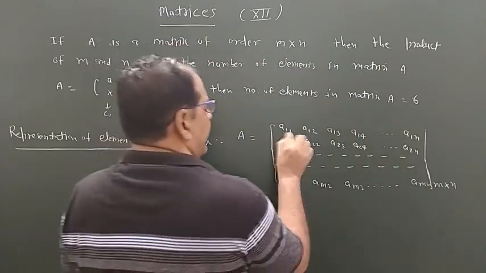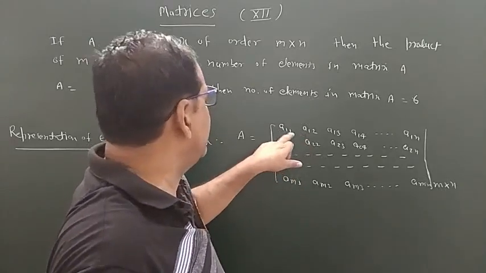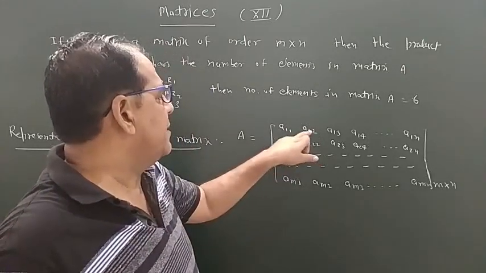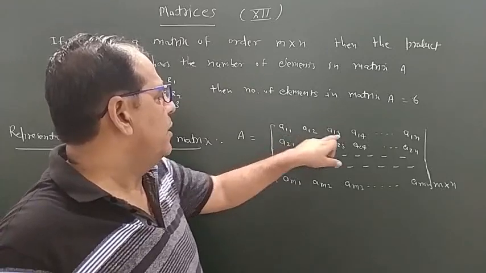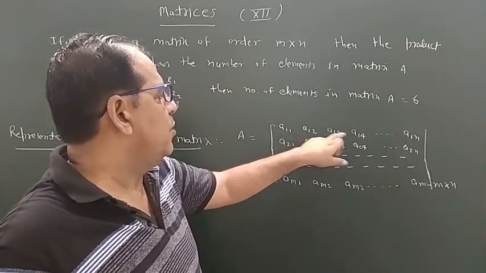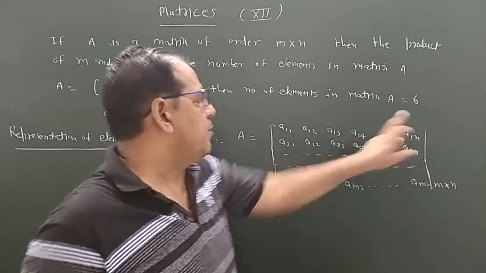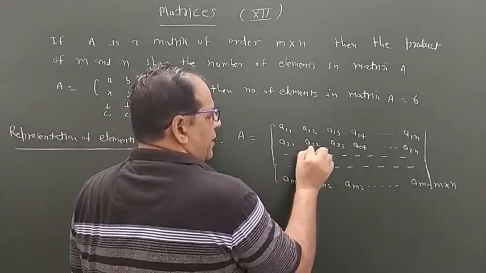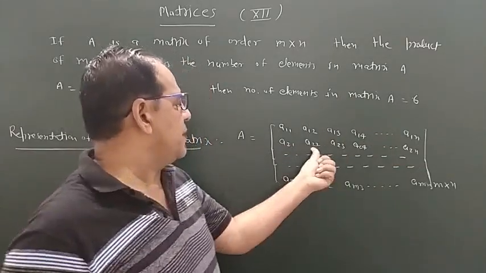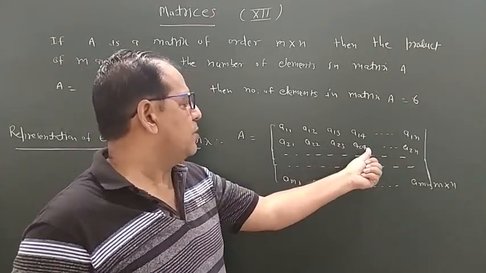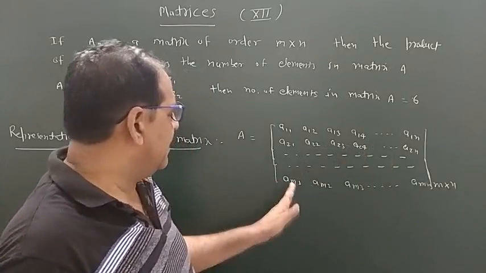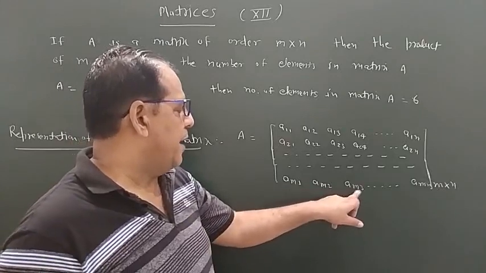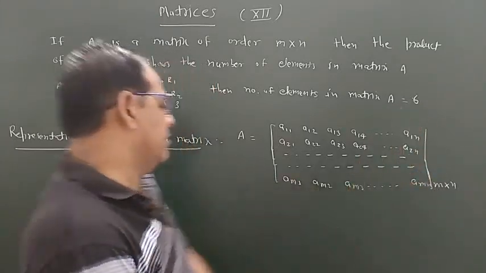Here a11 indicates the first element of the first row. a12 indicates the second element of the first row. a13 indicates the third element of the first row. Fourth element of the first row. Nth element of the first row. Similarly, in the second row, a21 is the first element of the second row. a22 indicates the second element of the second row. Third element of the second row. Fourth element of the second row. Finally, in the last row, the first element of the mth row, second element of the mth row, third element of the mth row, and so on.